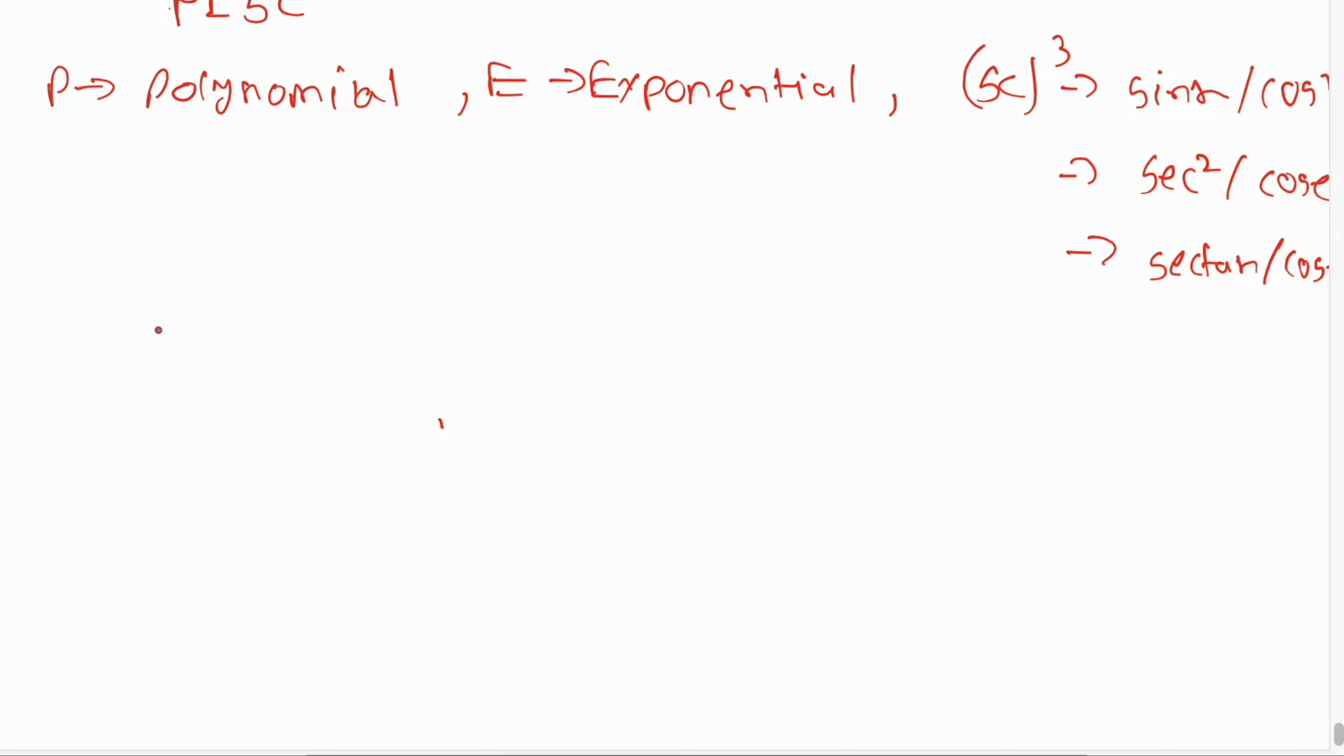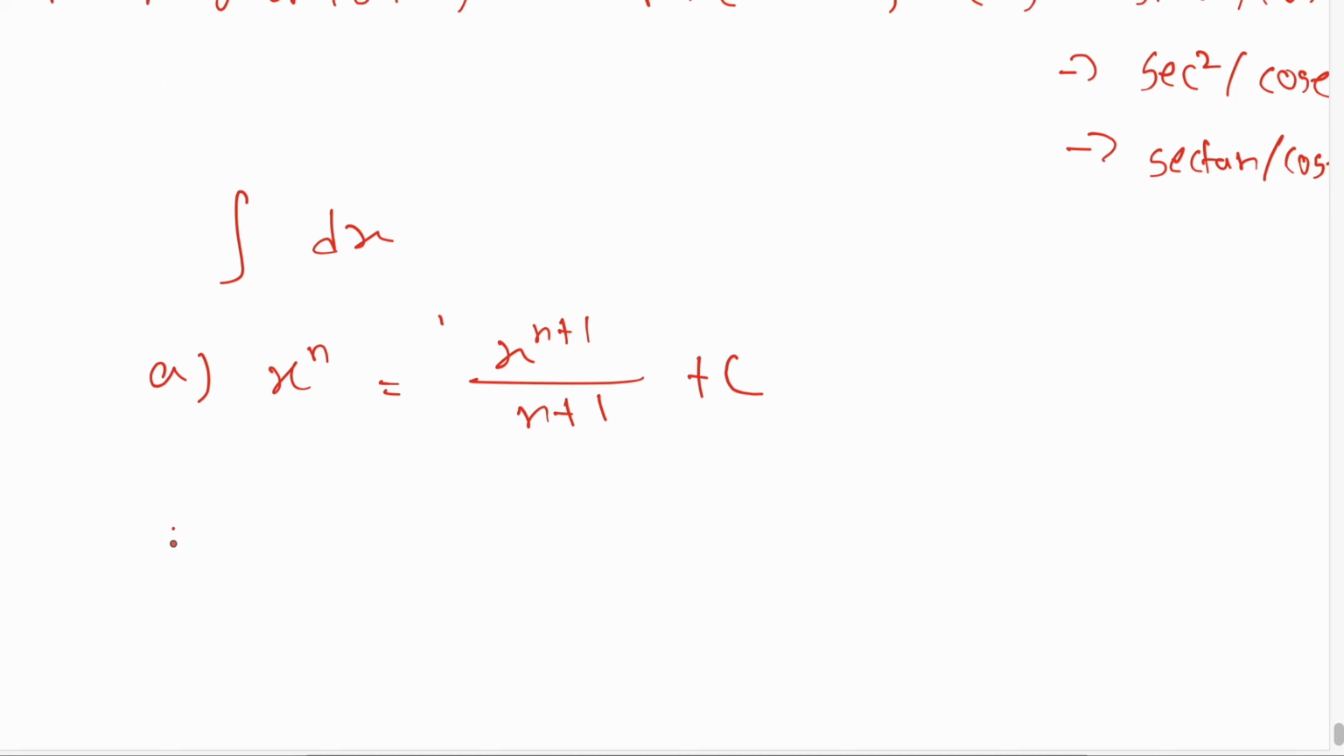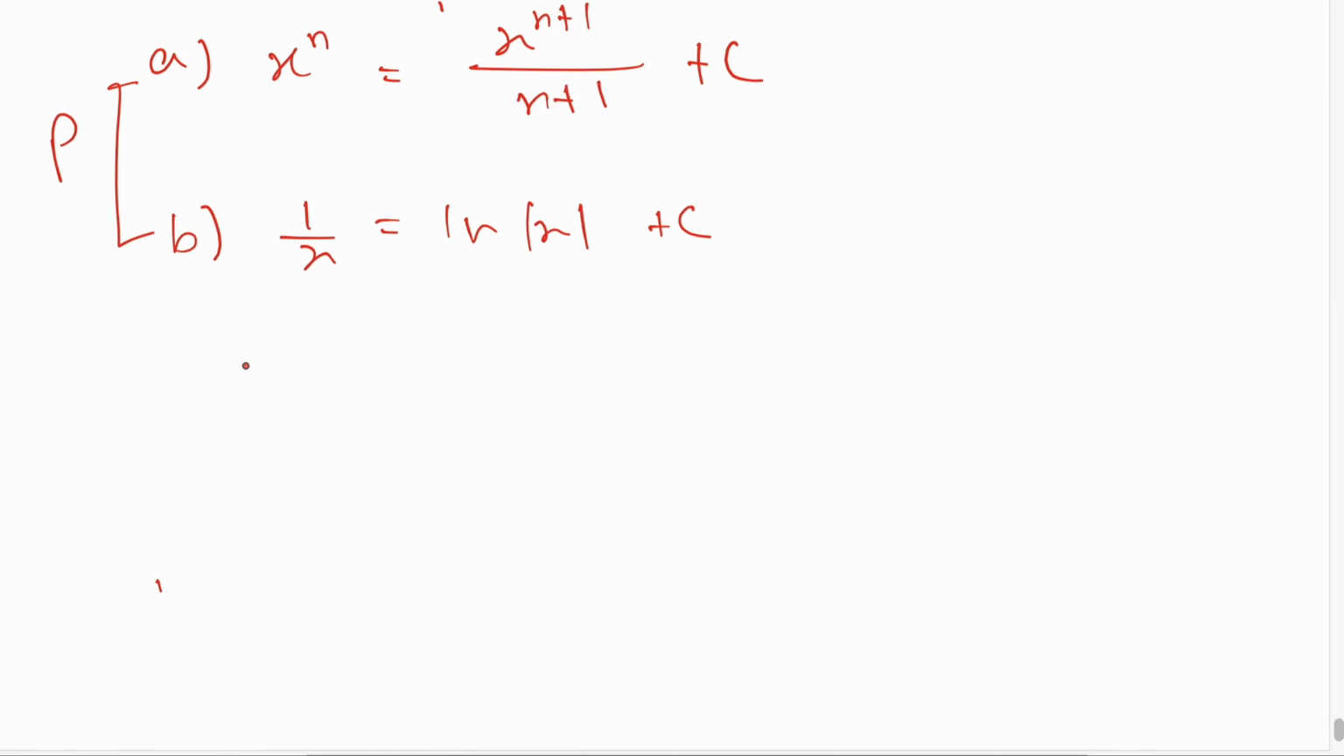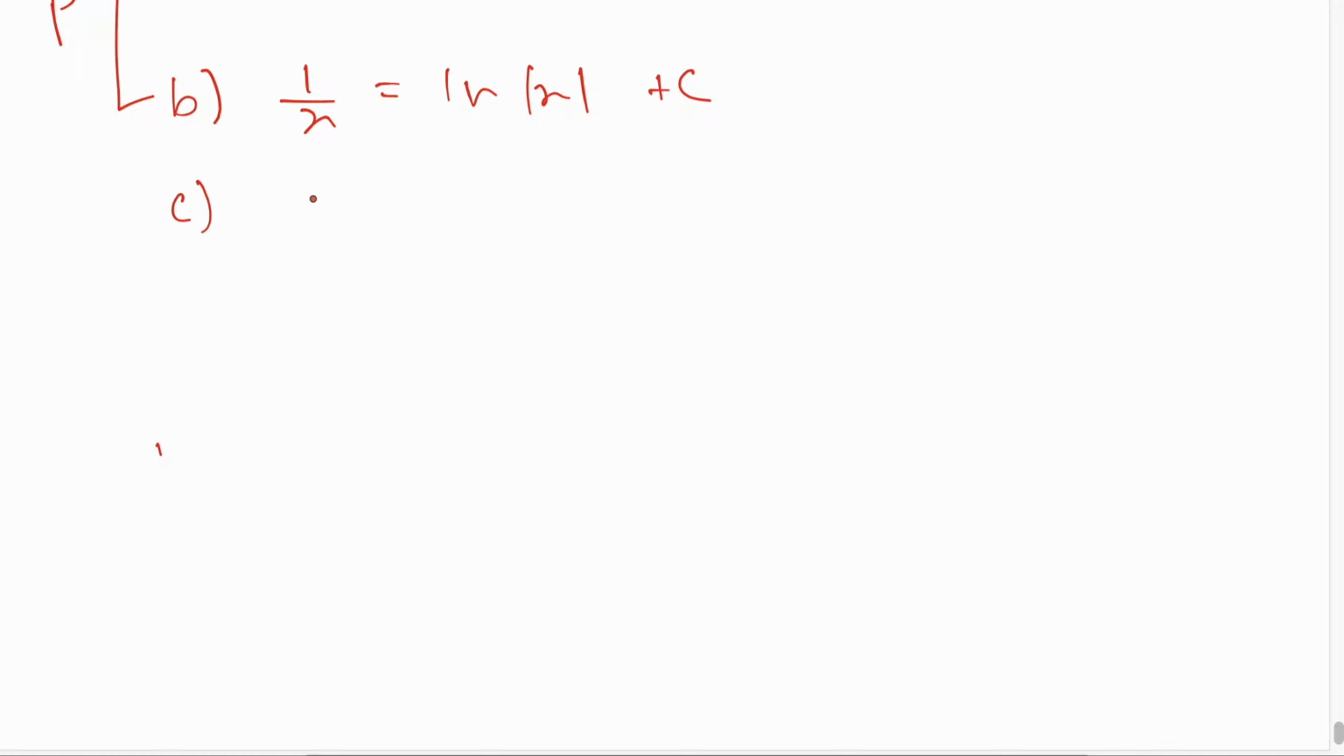All integration, that means integration of dx. Okay, so I write it at first. So now let's do it. Integration of x to the power n is equal to x to the power n plus 1 over n plus 1 plus c. Then integration of 1 by x equals ln modulus of x plus c. These two are polynomial, P. Then go for E part. In E, integration of e to the power x is e to the power x plus c. Integration of a to the power x means a to the power x divided by ln a.